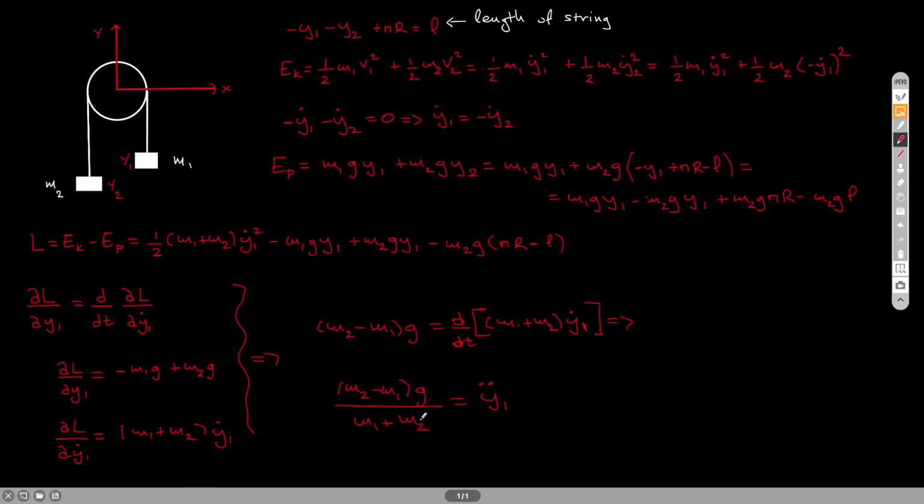This is the acceleration of mass 1, and once I know the acceleration and the initial conditions, for example the initial position and the initial velocity, I can move on and predict the motion. But this is the acceleration. If I want to find the acceleration for mass 2, I know that the two are related with this expression, so with a minus sign, I will also be able to know the acceleration of mass 2.